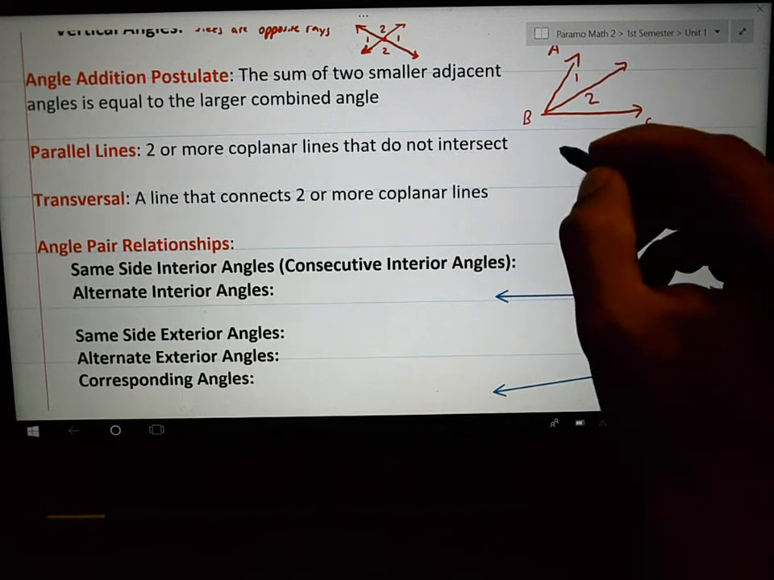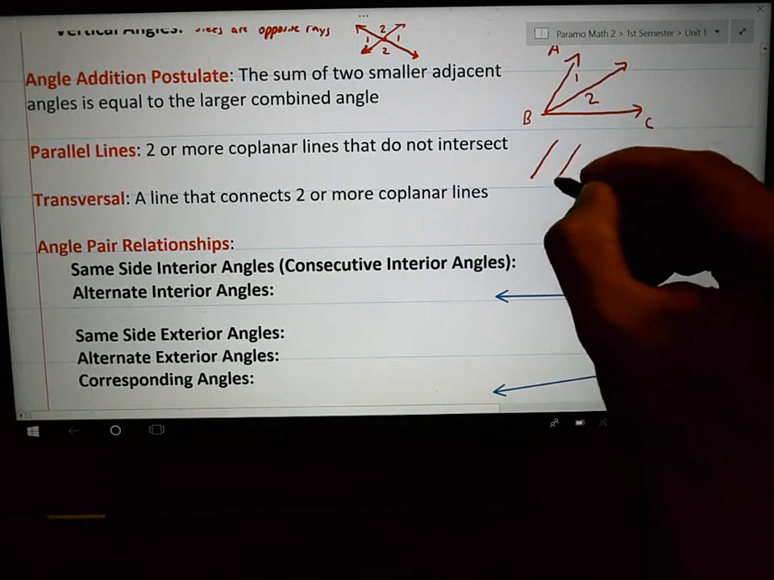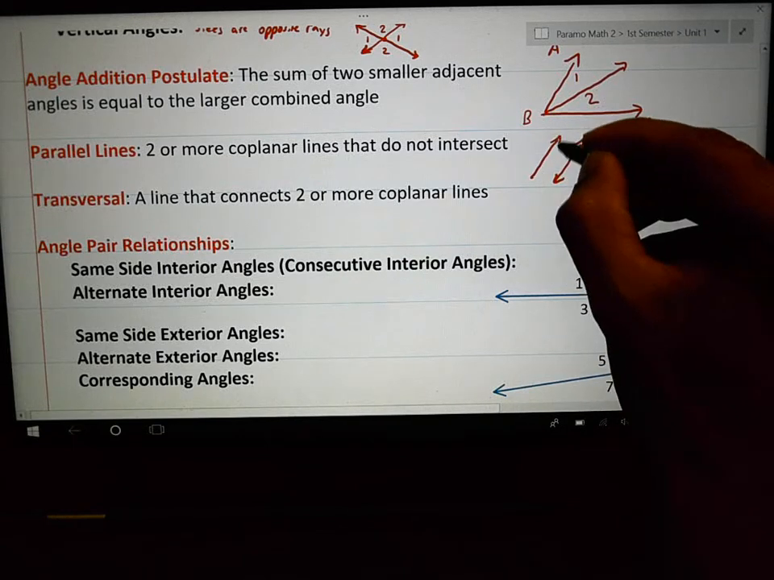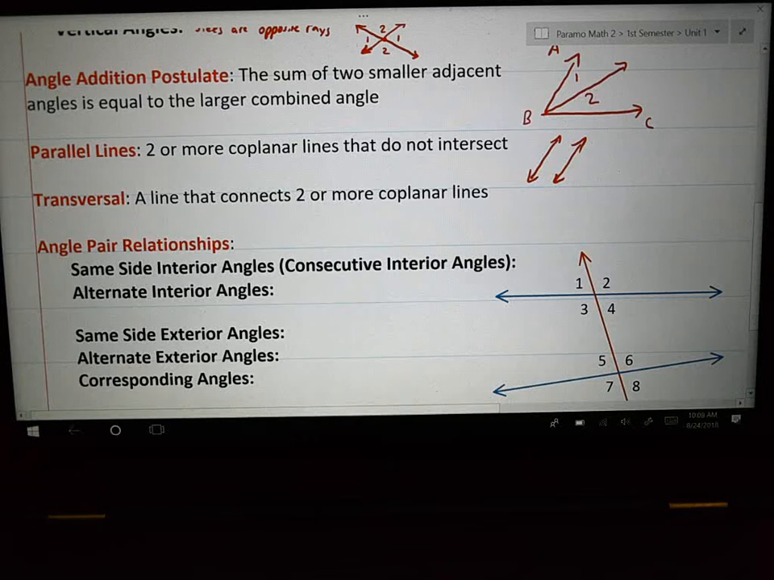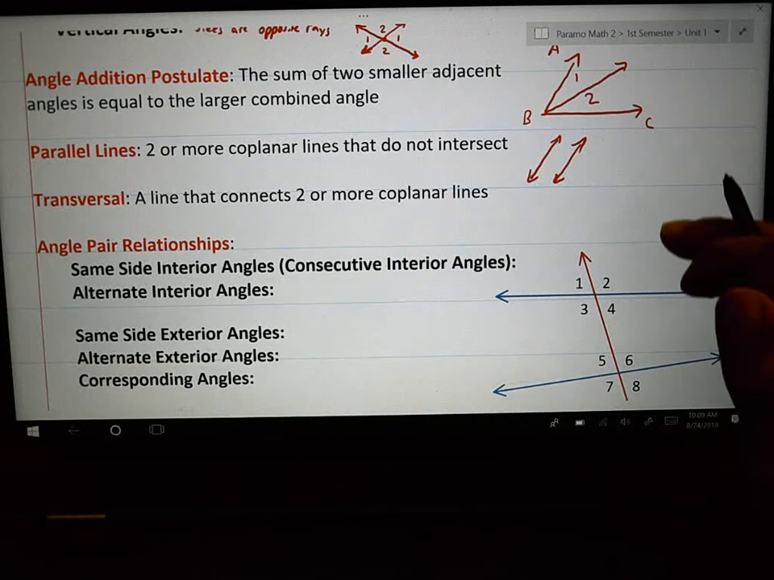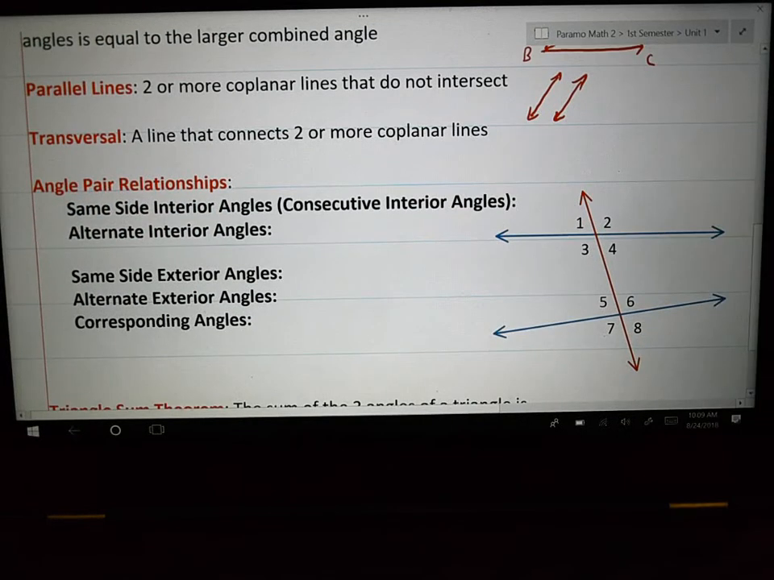Parallel lines. What do they look like? They look like two lines that do not intersect. They're just parallel to each other. They look like railroad tracks. A transversal is a line that connects two or more coplanar lines. I bet you can tell me which one the transversal is here in this picture.